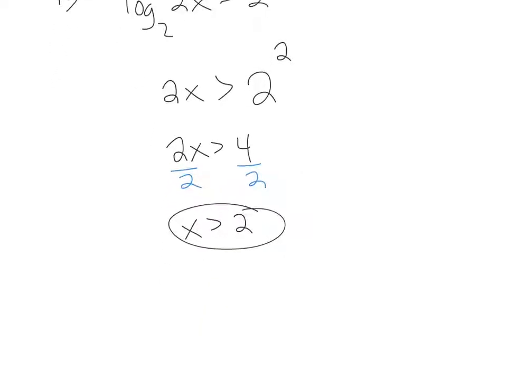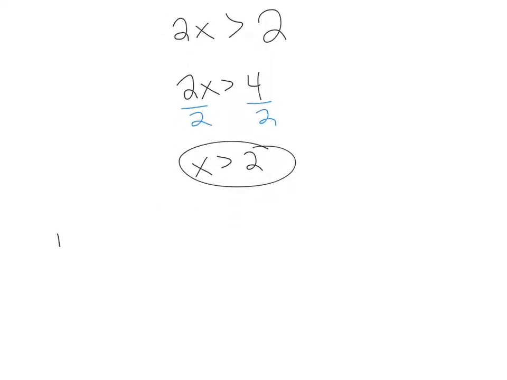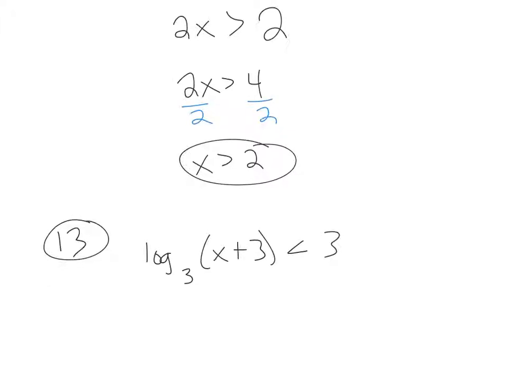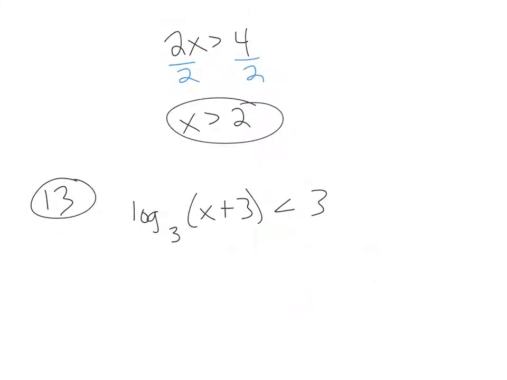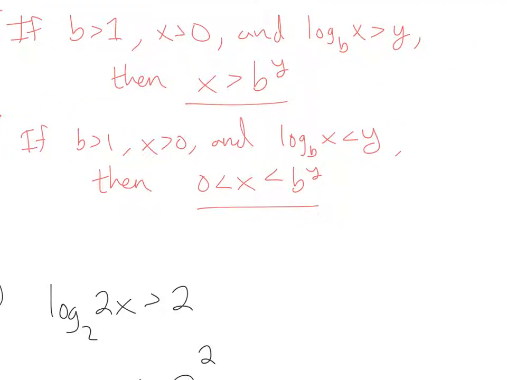Alright, let's jump to number 13 really quick. So we've got this inequality now. We've got log base 3 of x plus 3, which is less than 3. And for this one, we notice that our base is bigger than 1, but this time we're working with a less than. So we actually need to set this one up as rule number 2. So it needs to be in this form right here.